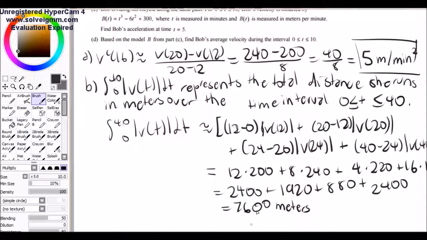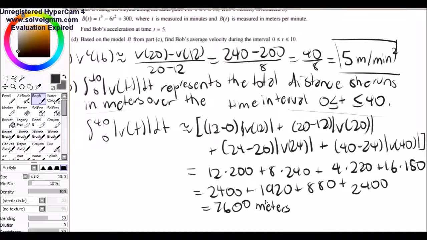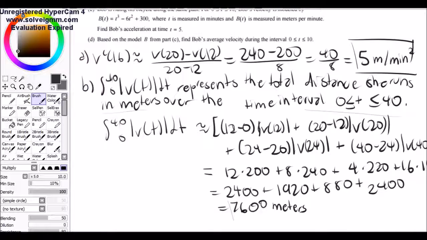In terms of scoring, you get 1 point for getting this explanation correct. It's best to be as specific as possible, or else you could possibly be wrong and they'll take points off. You get another point for doing right Riemann sums, and another point for putting this answer. So in total, part B is worth 3 points.